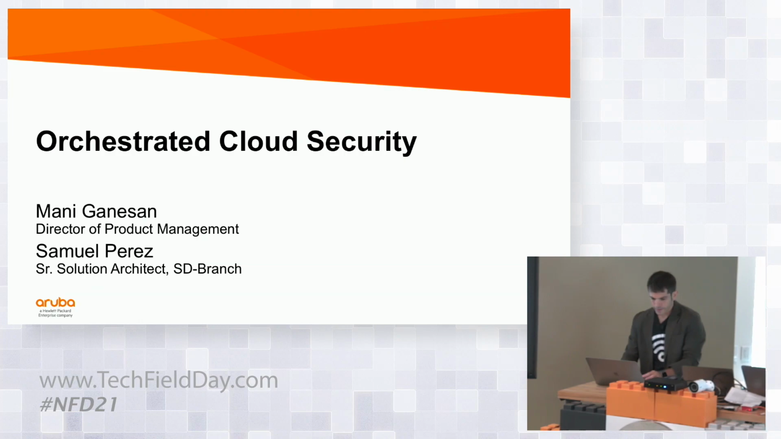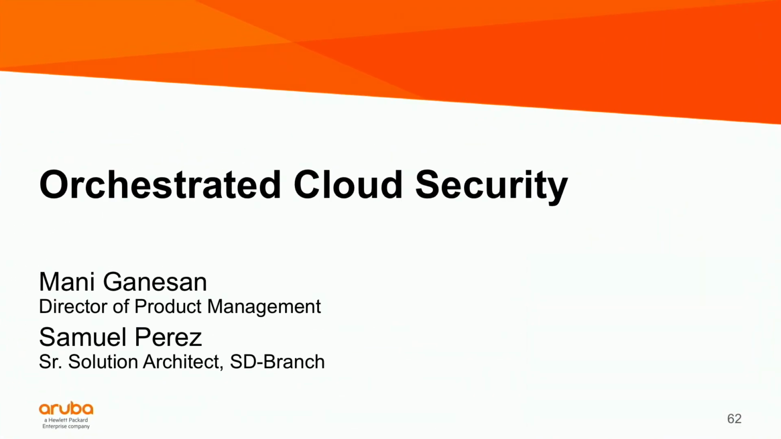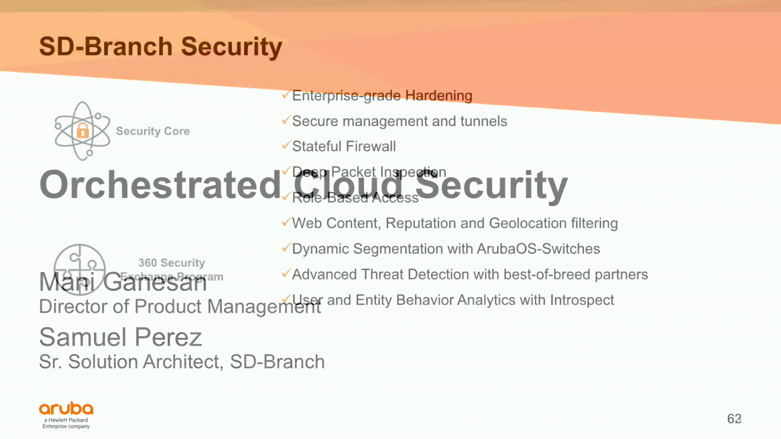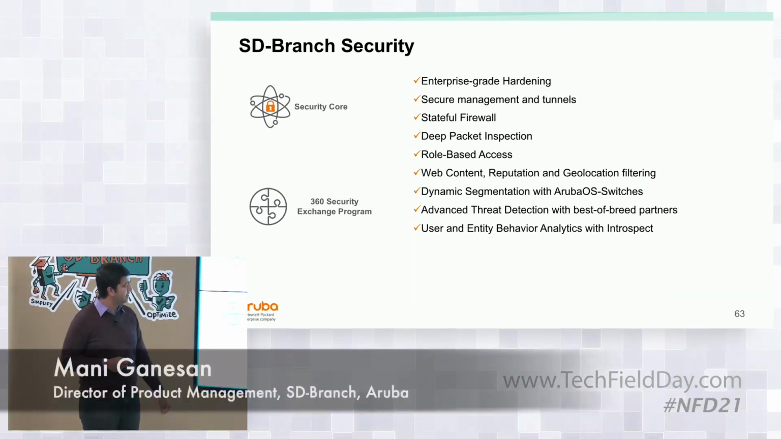Right. So next topic is cloud security. We talked about how the gateway itself is a layer 7 firewall. You could do all these application policies. We have web content filtering. We have role-based access. We manage the state of all the sessions that go through it. We talked about dynamic segmentation.